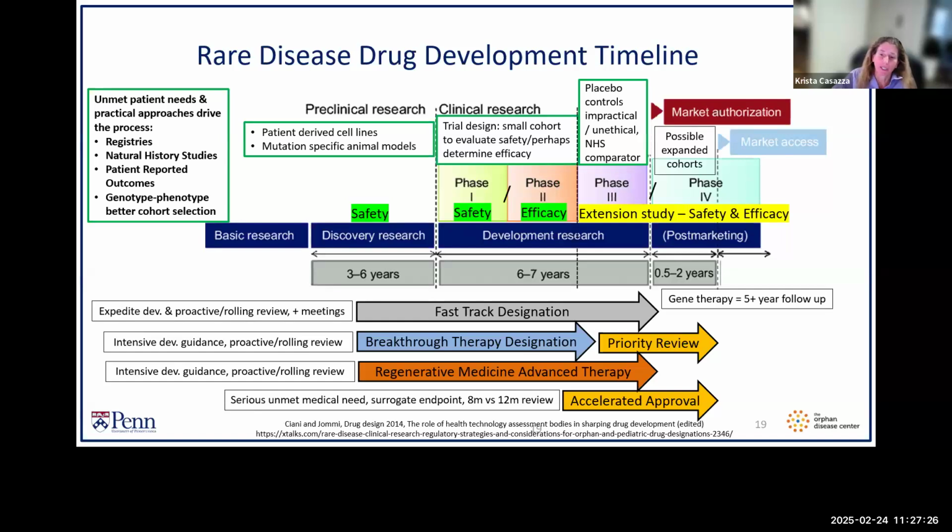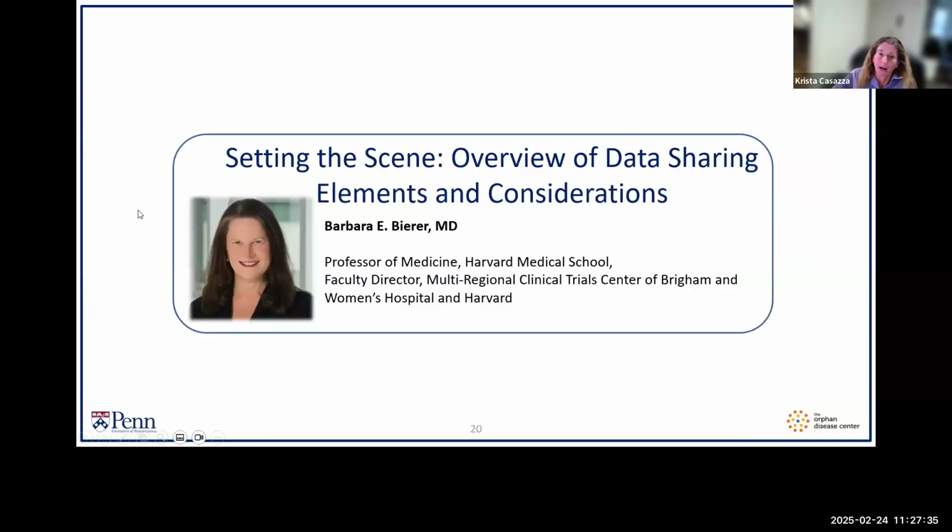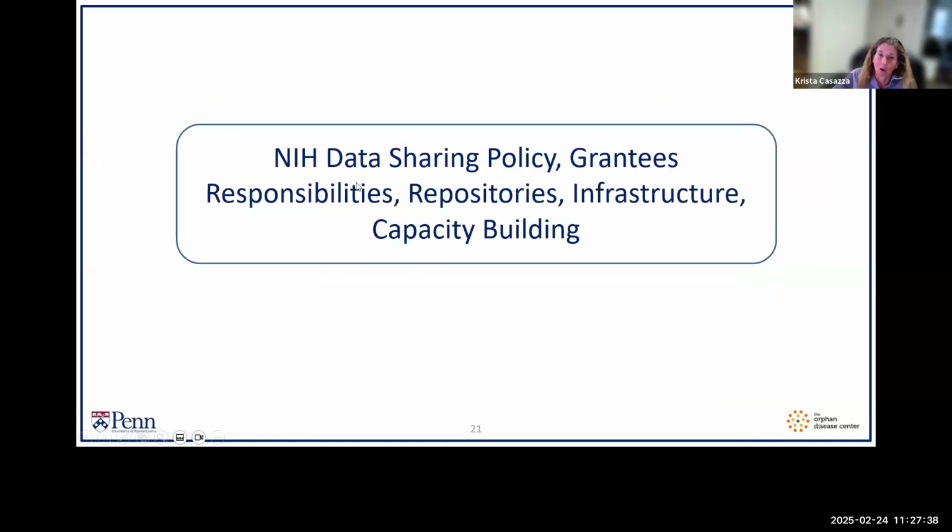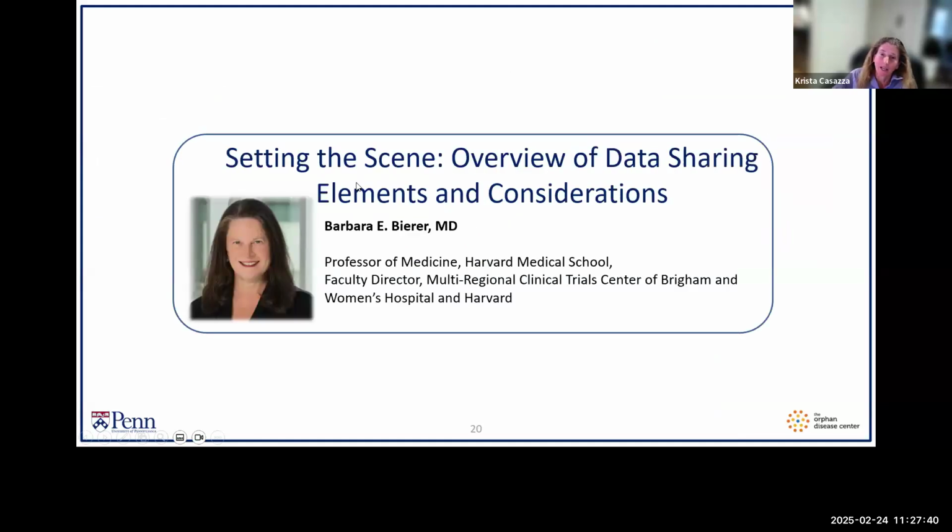And so the emphasis here is placed on the role of registries, natural history studies, and patient-reported outcomes in rare disease development. So with that, I am going to allow Barbara Buehrer to set the scene and give an overview of data sharing elements and considerations. Barbara Buehrer is a professor of medicine at Harvard Medical School and the faculty director for multi-regional clinical trials at Brigham and Women's Hospital at Harvard.